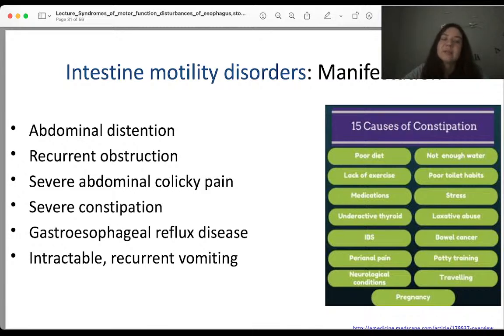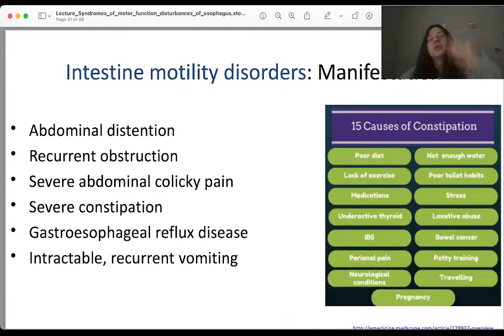Manifestation of intestinal motility disorders most often goes with abdominal distension, with recurrent obstruction of the GI tract, with severe abdominal colicky pain. It is quite often a symptom too. It can be severe constipation. It can be gastroesophageal reflux disease and intractable recurrent vomiting. And on this slide you can see a scheme from the guidelines of the 15 most frequent causes of constipation, and constipation as a result of motility disorders.